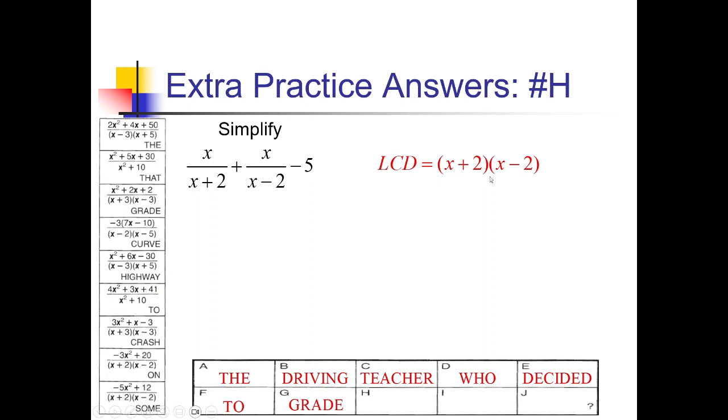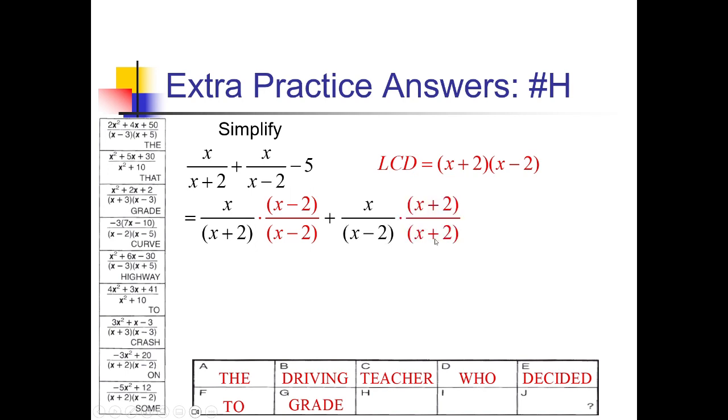So now we need to figure out how to get everything to look like this in the denominator. So looking at our first term, that's missing the x minus 2. So let's multiply that by x minus 2 over itself. Next term, we're missing the x plus 2. So let's throw that in there. And for our last term, I'm going to do 2 things there. I'm going to make this a plus negative 5 over 1 so that I don't have to worry about the negative later on. And then I'm going to multiply this by, well, this is missing the entire LCD, so x plus 2, x minus 2.